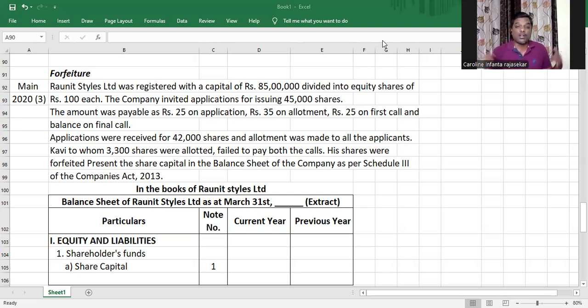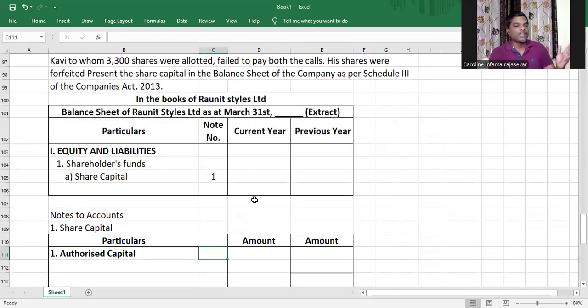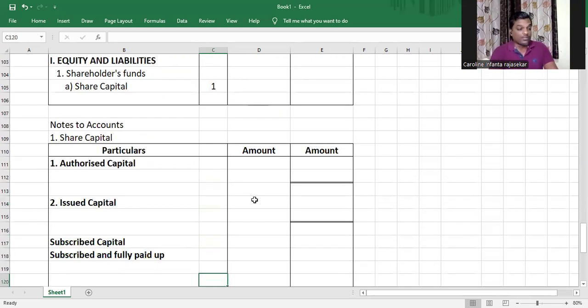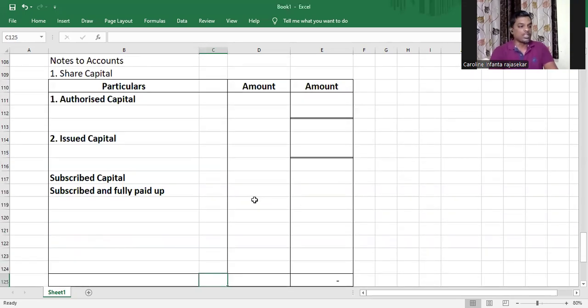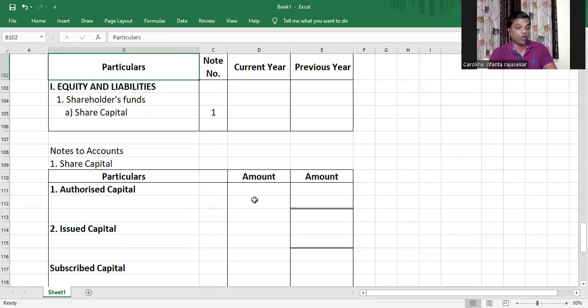So if shares are forfeited, how do we show it in the balance sheet? Let's go ahead and do it. I have the format of the balance sheet prepared for you. In order to save time, in the books of Raunit Styles Limited, balance sheet of Raunit Styles as at 31st March 2021. 31st March dash, because they have not given the year. And then you have particulars, note number, current year and previous year, equity and liabilities, shareholders' funds, share capital. You have to write all of this. And then in the notes to account, we have authorized capital, issued capital, subscribed capital, and we need to find out if we have subscribed and fully paid up and subscribed but not fully paid up or not.